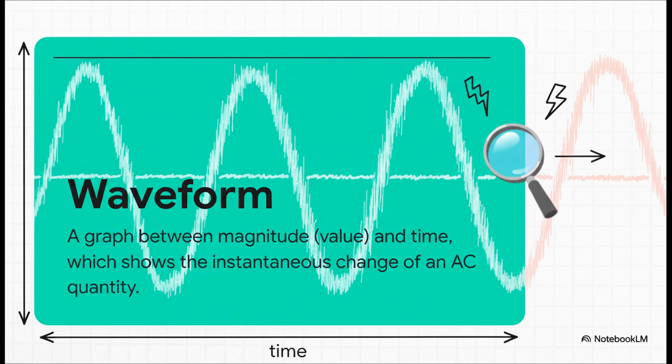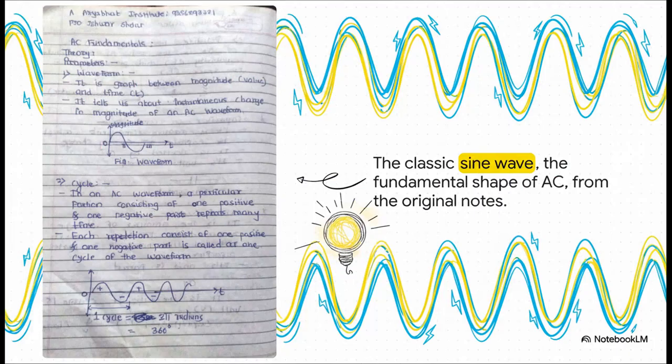So, the most fundamental concept is the waveform. The simplest way to think about it, it's a picture of electricity over time. This graph literally shows us what the current or voltage is doing from one moment to the next. And here it is, drawn right there in the original notes, this beautiful, smooth, repeating curve. That's the classic sine wave. This is the ideal, perfect shape of the alternating current that's powering pretty much everything in your home right now.